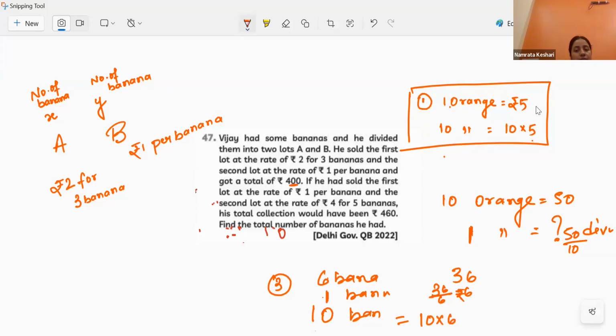Getting it? Are you getting it, everyone? Yes, Ryan, Ritvika. Yes, ma'am. The third case I wanted to explain, but due to that I had to do the first two.